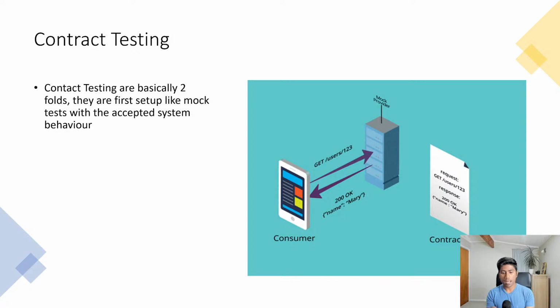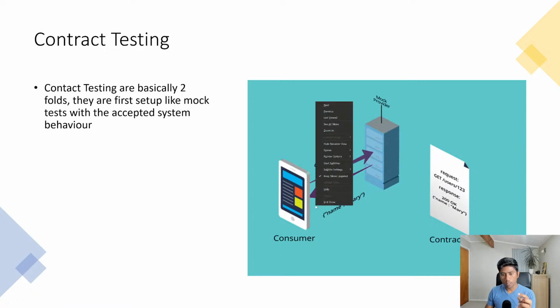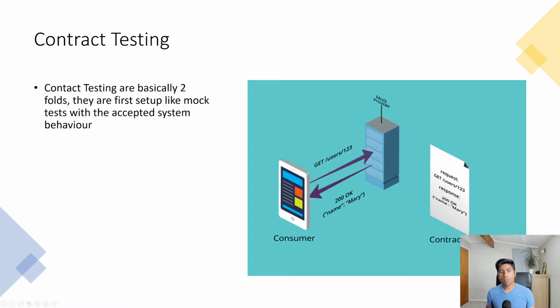So that's what my accepted system behavior is. I can set that accepted system behavior using this particular contract that you are seeing over here. Why is it not playing actually? I thought it was going to play. Anyway, that's not playing. That's the first setup of it.